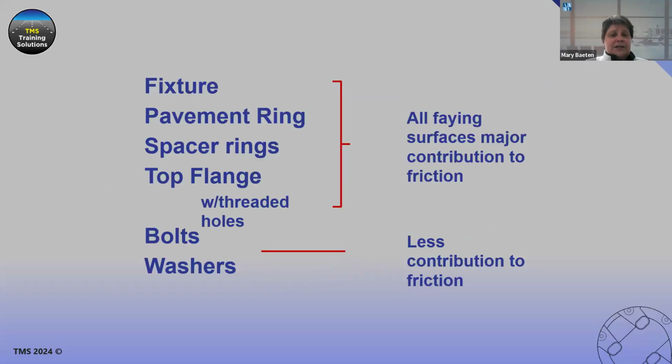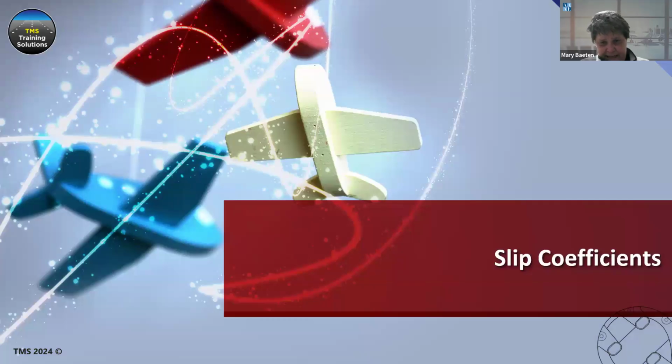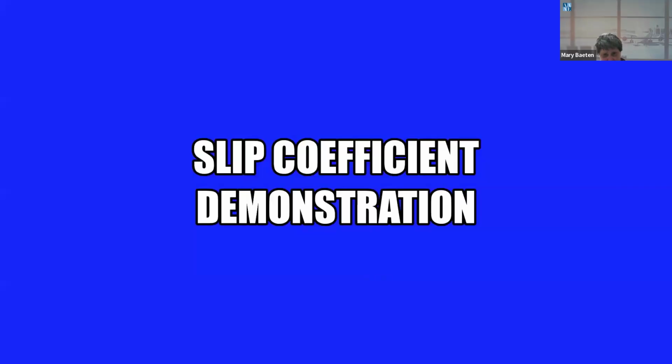These are the components in the whole bolted joint. We have the fixture, the pavement ring, the spacer rings if necessary, the top flange with the threaded holes, then the bolts and the washers. All the vane surfaces are major contributors to creating the friction. The more friction we have in the vane surfaces, the less we have to rely on the bolts. Next. Slip coefficients.